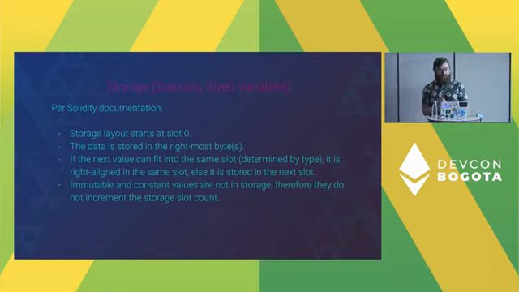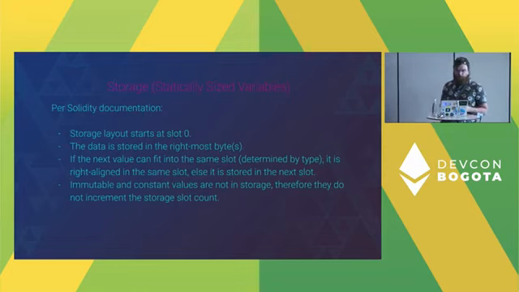So per Solidity's documentation, storage layout starts at slot 0. The data is stored in the rightmost bytes of that slot. Now, if the next value can fit into the same slot, obviously this is determined by type and the maximum value, it will actually be right aligned into the same slot. So you can actually pack variables into storage. You can do the same thing with storage structs.